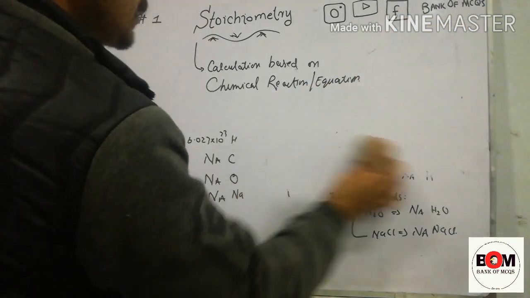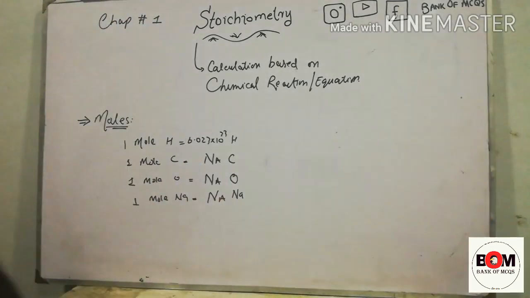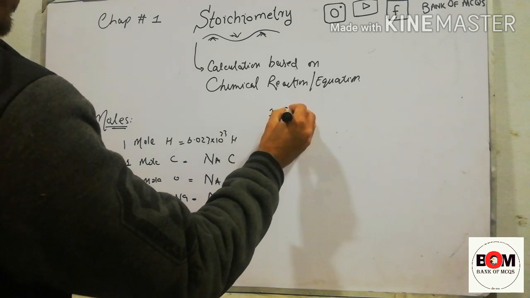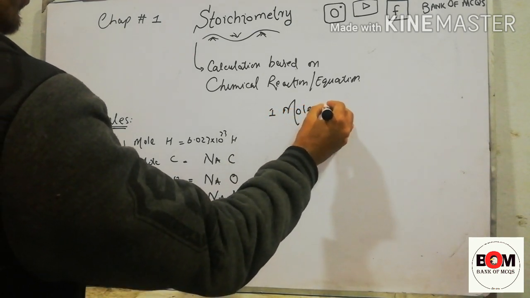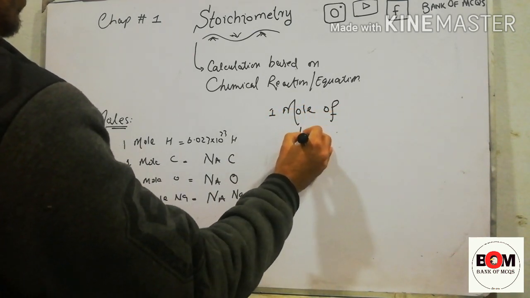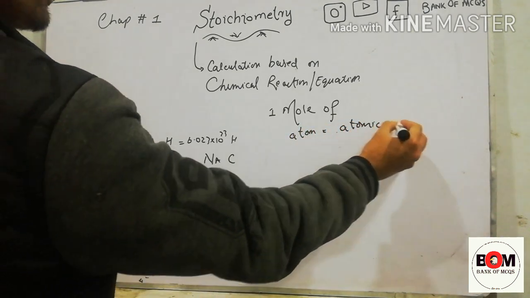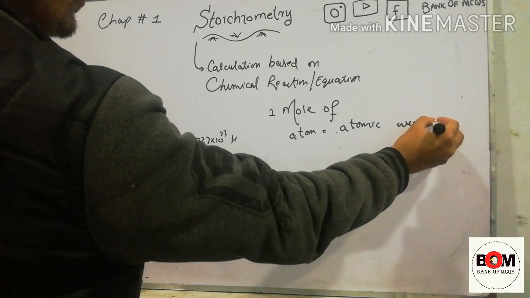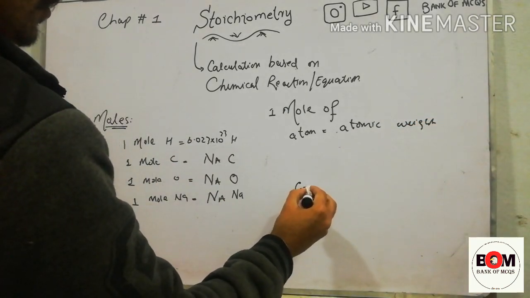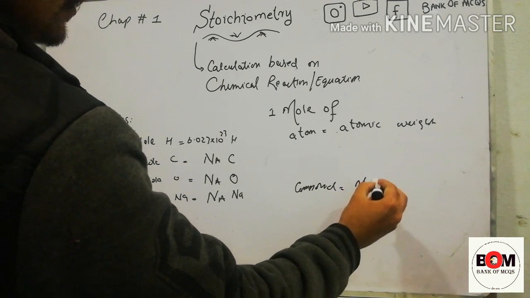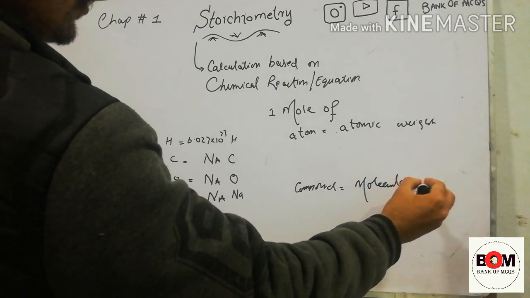So what is the relation between mole and mass? 1 mole of atoms has a mass equal to its atomic weight, and 1 mole of a compound, whether a molecular compound or an ionic compound, has a mass equal to its molecular weight or molecular mass.